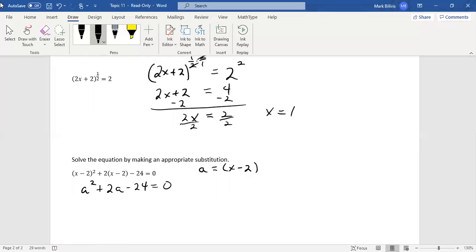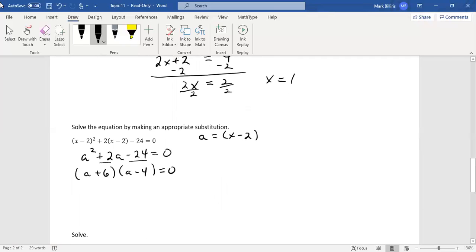So again, my leading coefficient is 1, so I can use a shortcut to factor. Now this is much easier to factor. So I'm going to look for the factors of negative 24 that add to positive 2. So that would be a plus 6 and a minus 4, because 6 minus 4 is positive 2, and positive 6 times negative 4 is negative 24. So I'm going to finish by solving. So I'm going to say let a plus 6 equals 0, and let a minus 4 equals 0.